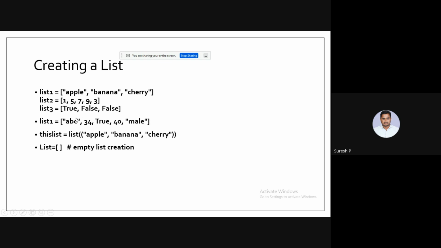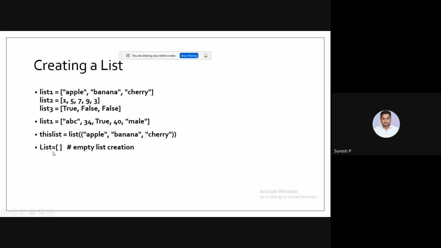The first element is a string, the second element is an integer, the third element is true, that is Boolean, the fourth element is 40, that is an integer, and the fifth element is male, that is a string. So these are the different ways to create a list. And this is another way, list of list. List is a built-in function, so you can pass a set of elements and that also will create a list.